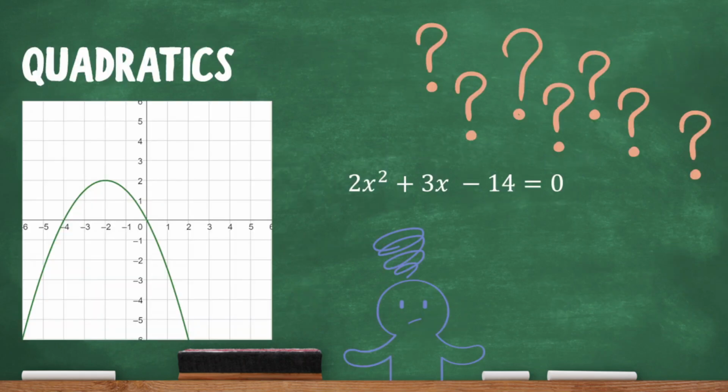So what is a quadratic? Well, if you have an equation with an x squared, you're looking at a quadratic, and the graph of a quadratic can look either like an upside down U or a right side up U.